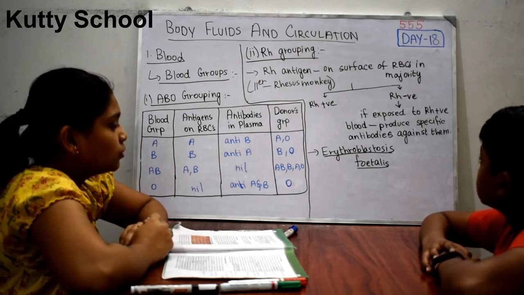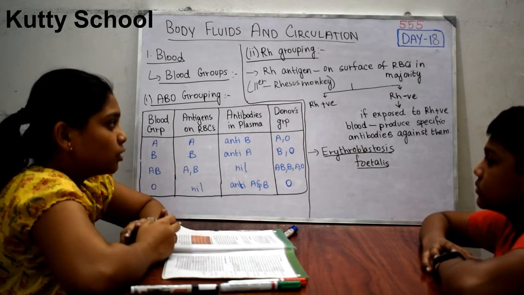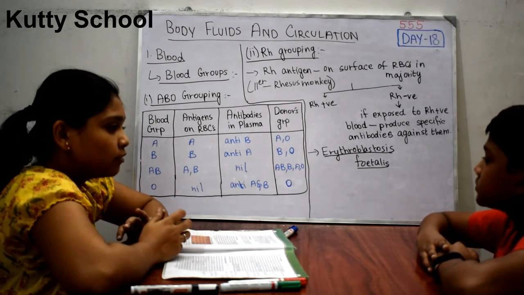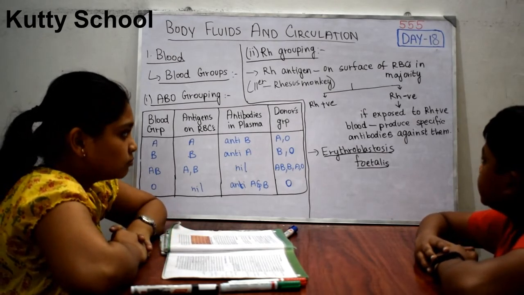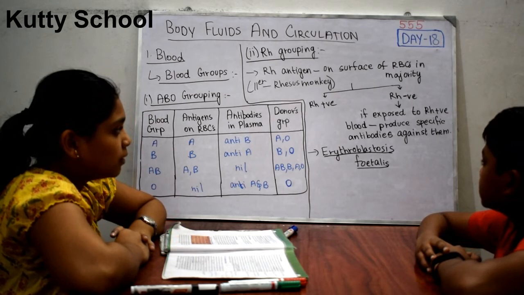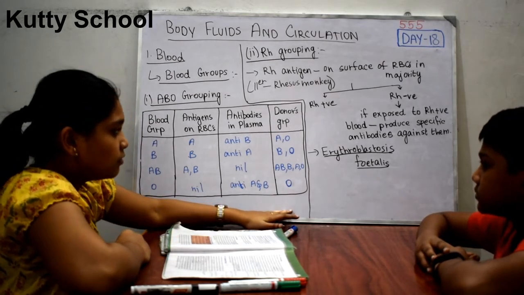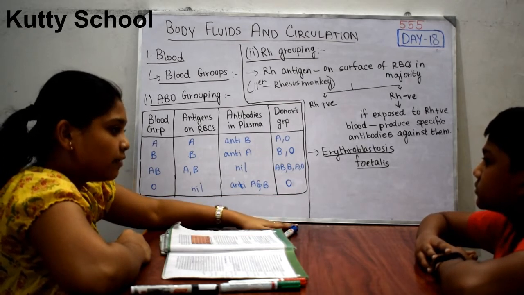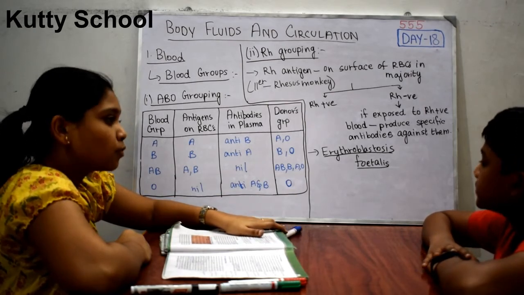If RH negative blood is exposed to RH positive blood, the RH negative blood group produces antibodies against the RH positive blood group. For example, consider a mother having RH negative blood group whose child in her womb has RH positive blood group.